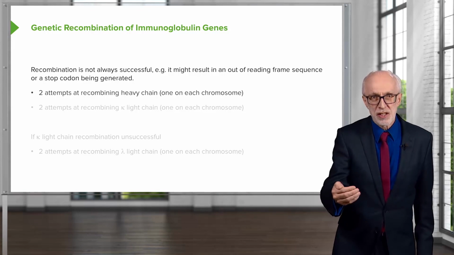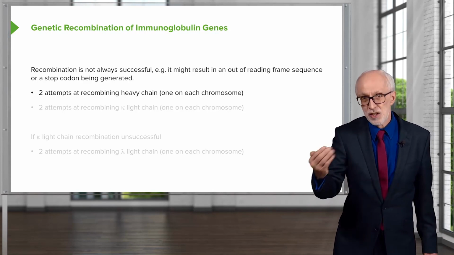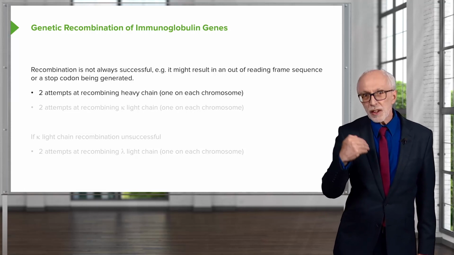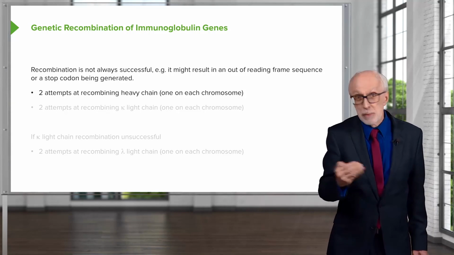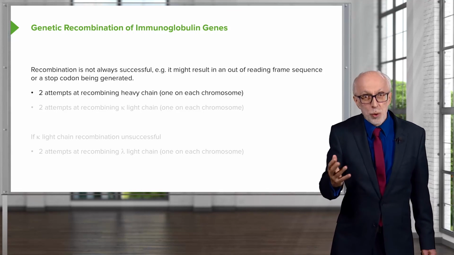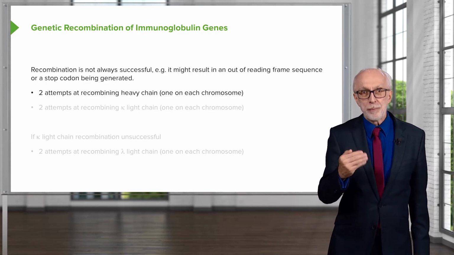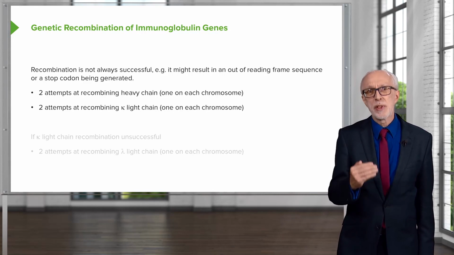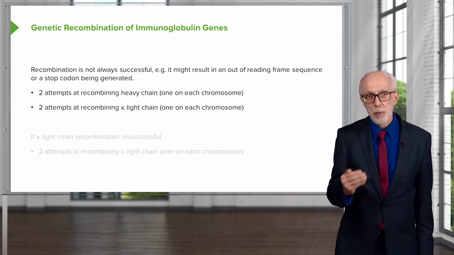So the sequence of events is that there are 2 attempts at recombining the heavy chain. Remember, we have 2 copies of each chromosome. So you've inherited 1 copy of your immunoglobulin heavy chain genes from your mom and another copy from your dad. And given that this random process is not always successful, maybe a B cell fails to make a productive recombination on one of the chromosomes. All's not lost, it can try the other chromosome. As long as 1 attempt is successful, the B cell will go on and recombine the light chain genes. It starts off with the kappa light chain. Again, there are 2 attempts because you have 2 versions, one inherited from your mom, one from your dad.